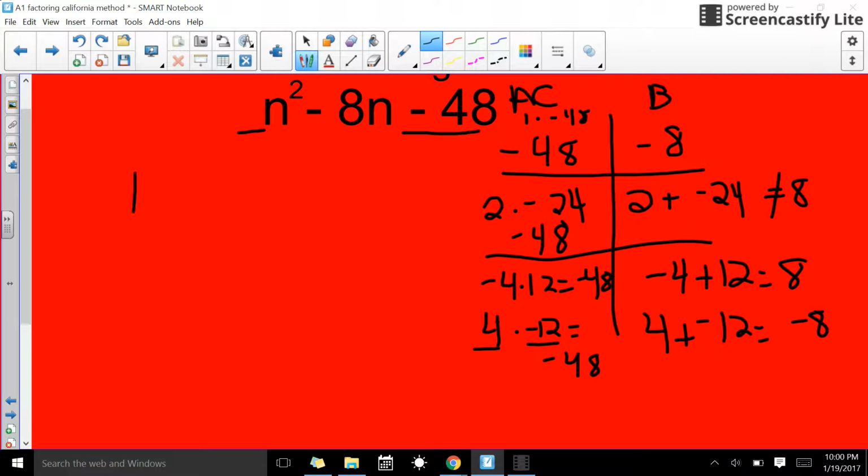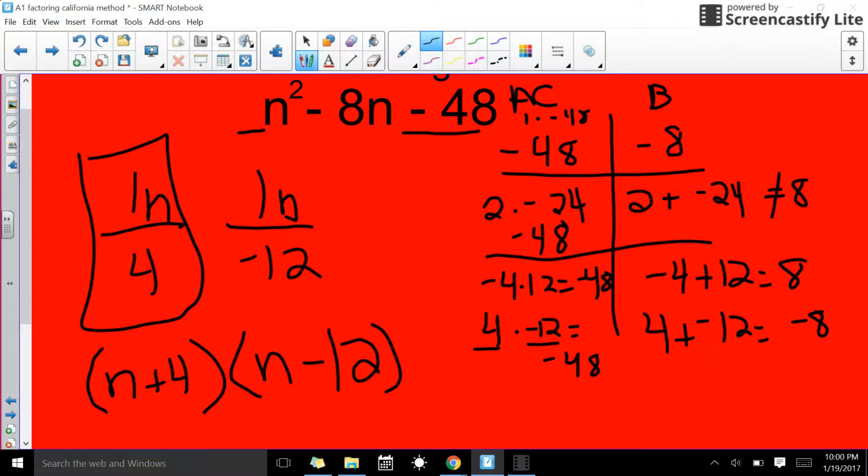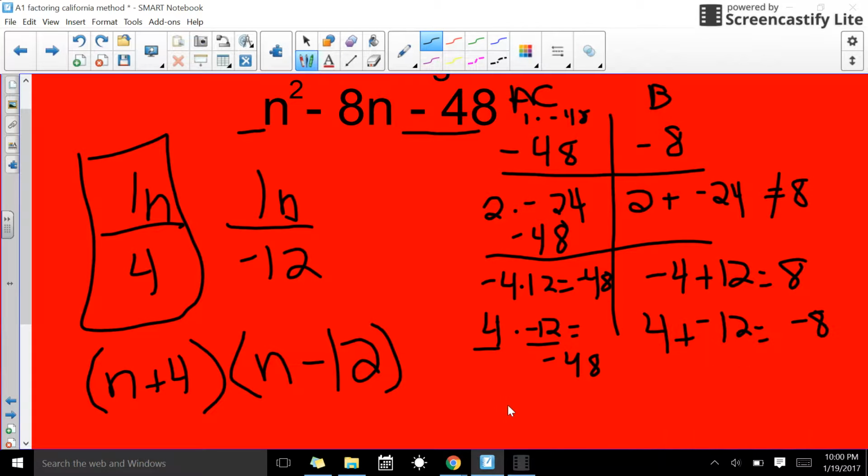So we come over here and we set this up. So we have 1n over 4 and 1n over -12. When we're looking at this one right here, we've got to do our parentheses like this. We're going to do n plus 4, because that's a +4. And our next parenthesis is going to be n minus 12, because that's a -12. Okay, so that's how we do the first one. Let me make sure this is still rolling. Yep. All right. Let's try the next one.